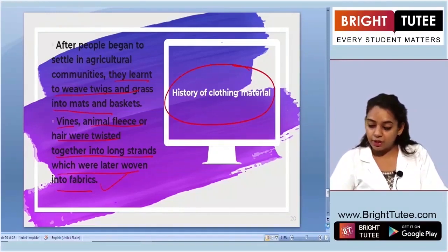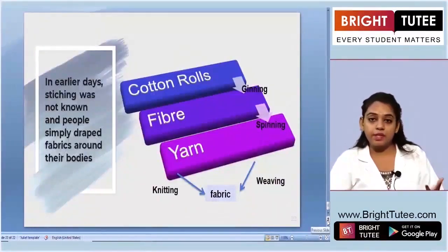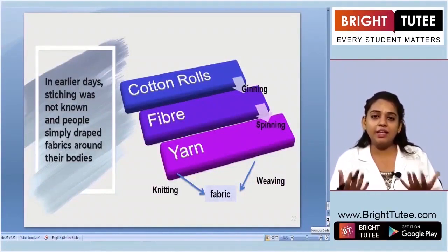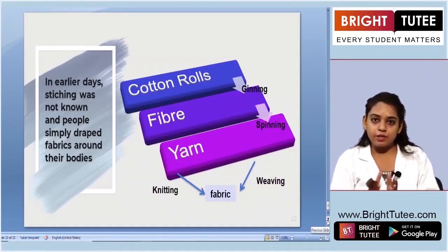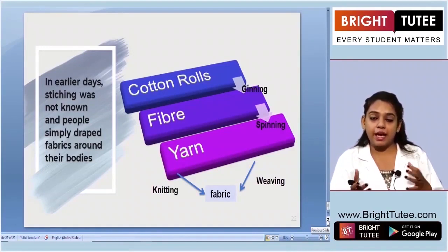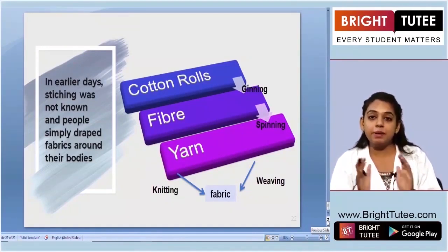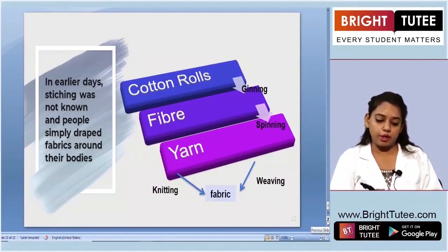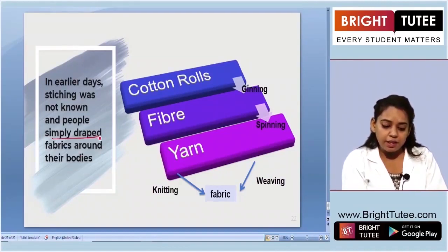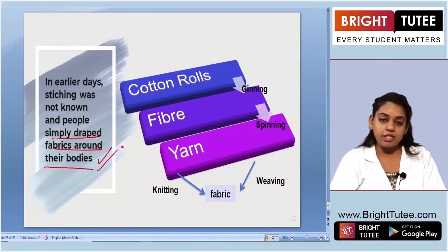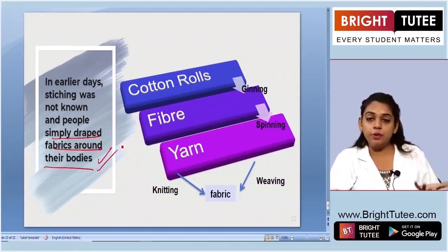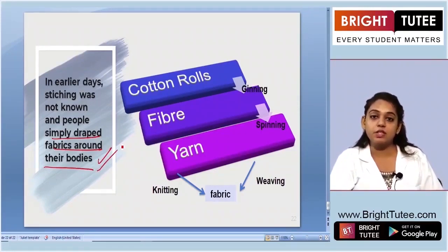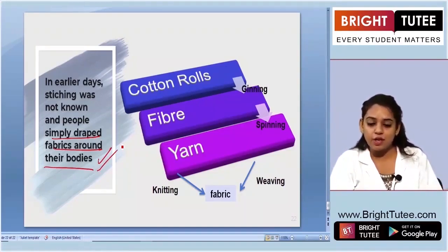Because at that time they did not know about stitching, they had no needles, and they didn't have the idea that they could stitch clothes to cover their bodies. So they used twigs, leaves and animal skin as draping material for their body. They just simply draped the fabrics around their bodies. But later, with new inventions, needles were developed, they stitched clothes, and now you can see the full-fledged clothing industry that exists around you.